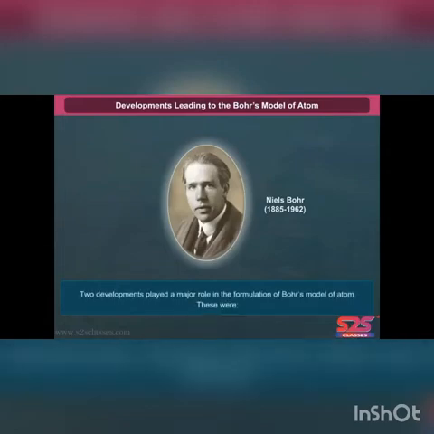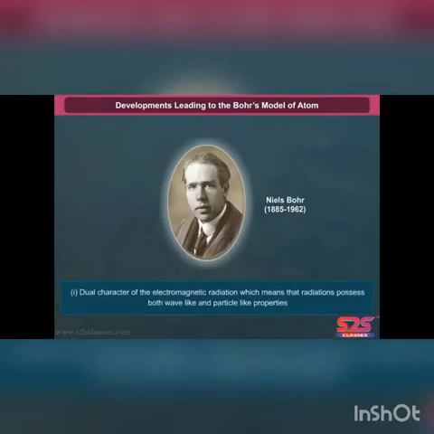Developments leading to Bohr's model of atom. Niels Bohr utilized different experimental results to improve upon the model proposed by Rutherford. Two developments played a major role in the formulation of Bohr's model of atom. These were the dual character of electromagnetic radiation, which means that radiation possesses both wave-like and particle-like properties, and experimental results regarding atomic spectra, which can be explained only by assuming quantized electronic energy levels in atoms.